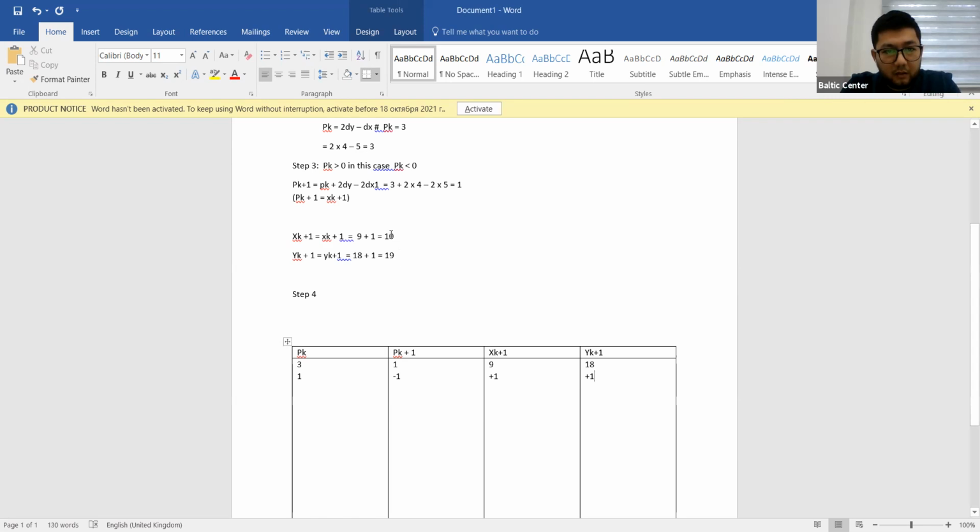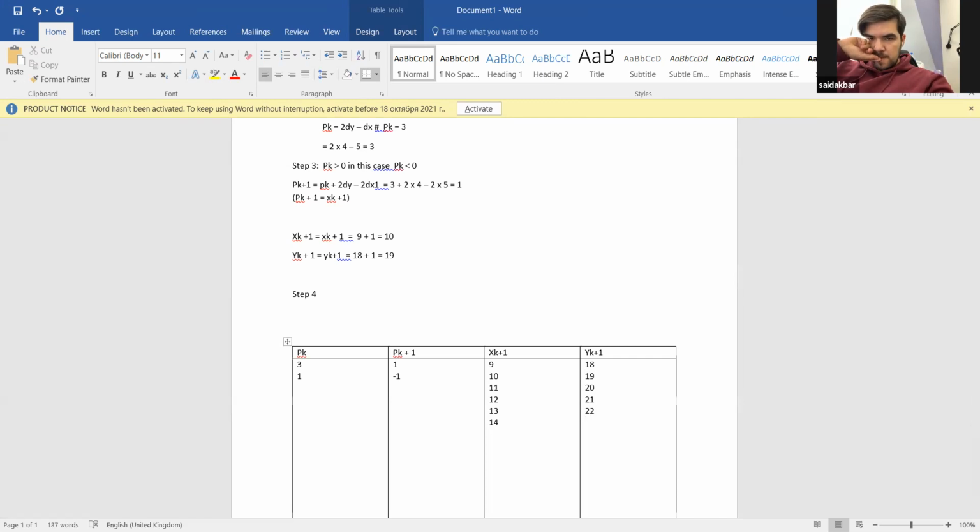Actually, we add up this 9 plus 1. For the xk, we are getting 10, and for the yk, I mean the y axis, we add 18 plus 1. So once we are adding up, we are getting 11, 12, 13, 14, right?